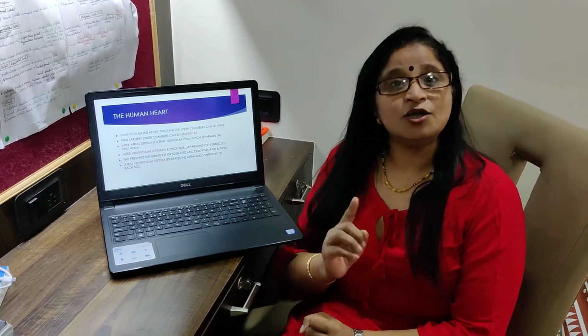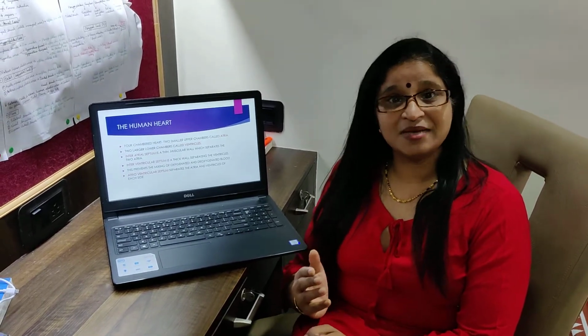The upper two chambers are called the atria, that is a plural term. Singular is atrium. They are the receiving chambers because they're going to receive blood from all parts of the body. The lower two chambers are called the ventricles or the pumping chambers of the heart. So above we have the right atrium and the left atrium, and below we have the right ventricle and the left ventricle.